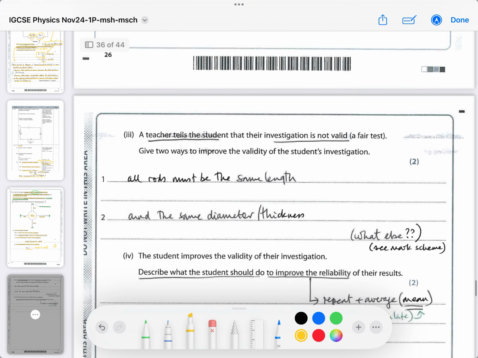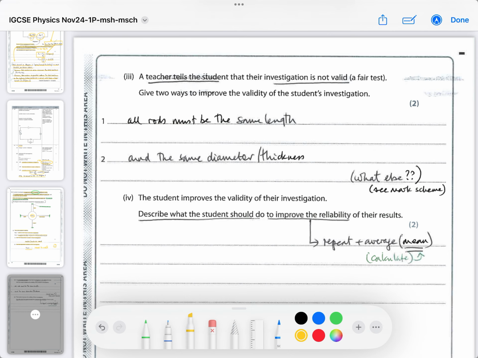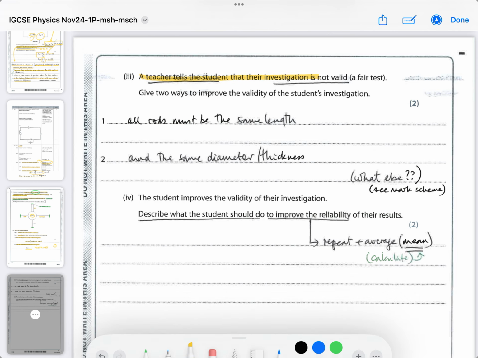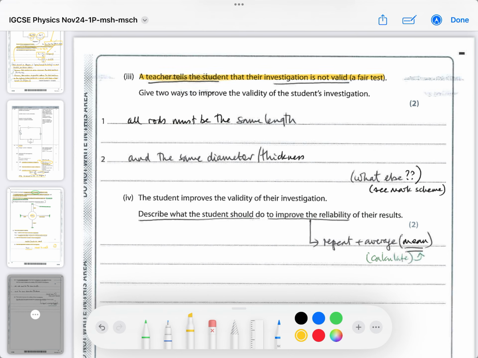It then says the teacher who's supervising the students tells the student that their investigation is not valid. In other words, it's not a fair test scientifically. Give 2 ways to improve the validity or fairness of the student's investigation. All rods must be the same length. You saw that one of them was much longer than the others, and they must all have the same thickness or diameter. I think that is the best 2 points to make to get the 2 marks. What else can you include? We'll have a look at the mark scheme. There are alternatives that they will give you credit for.